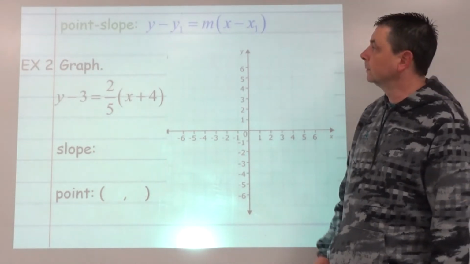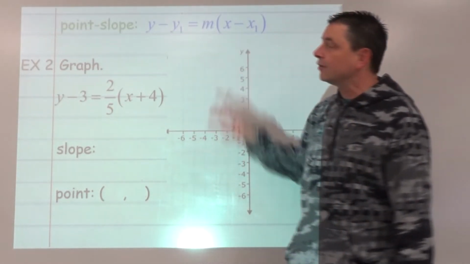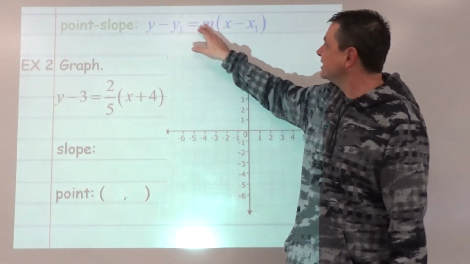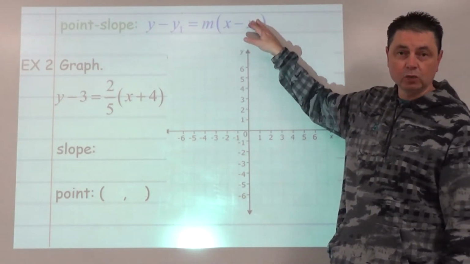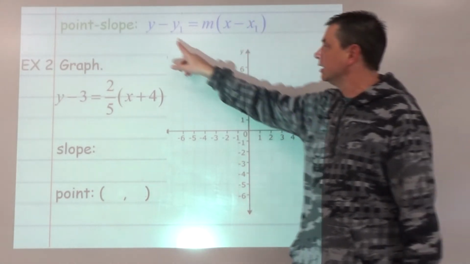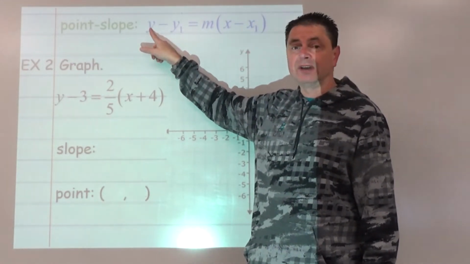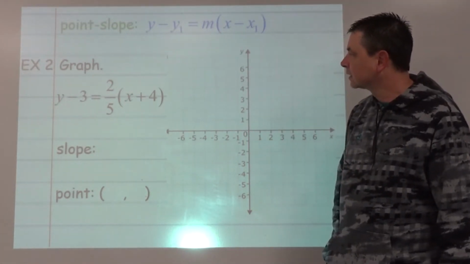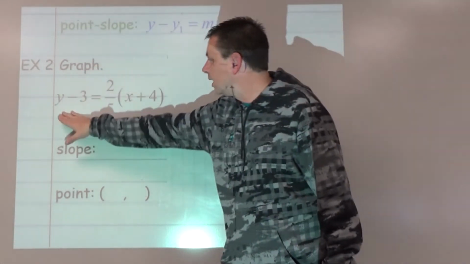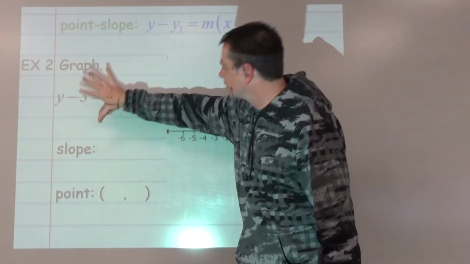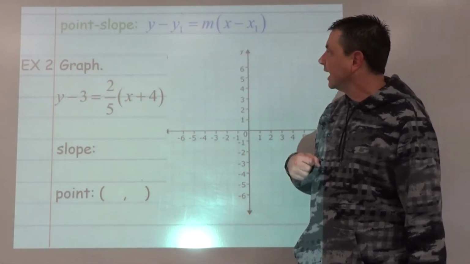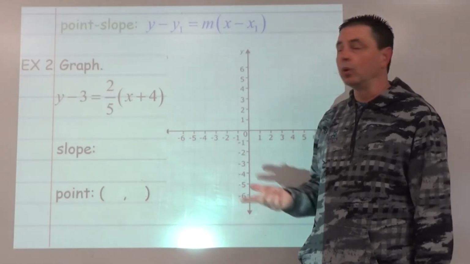Example number 2. This time we're going to graph from point slope form. Our y minus y1 is equal to m times x minus x1. Or as we have seen previously, maybe it says f of x here. That's the same idea. So y minus 3 is equal to, so we can see how this matches the form here. And so we're going to start with that point.